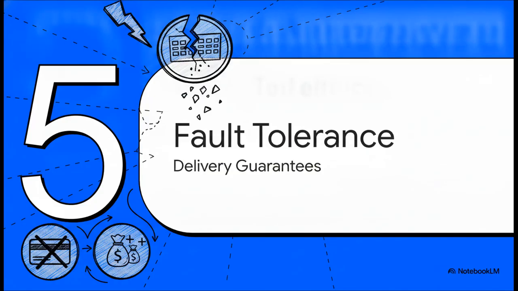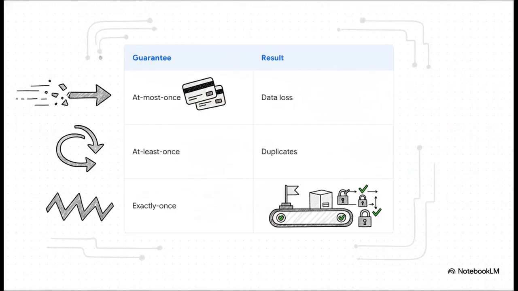Which brings us to Section 5, Fault Tolerance and Delivery. We have to address the elephant in the room, hardware fails. What happens if our stream processor, the one holding that vital local scoreboard, suddenly crashes mid-computation? Do we accidentally charge a user's credit card twice when the system reboots? This is where we have to define our delivery guarantees.